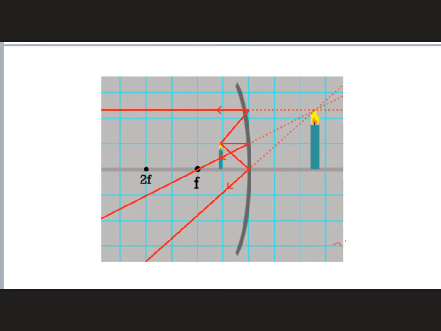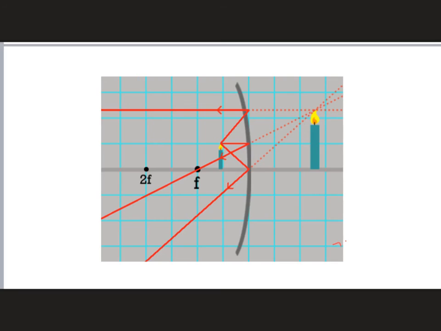Now here we have a different situation. We have the object which is located inside the focal length. In the previous example, the object was outside the focal length, out here somewhere. But here, the object is inside the focal length. In other words, it's very, very close to the mirror. And what we see, if we follow our rules for drawing rays, is that the image forms in a very different way.